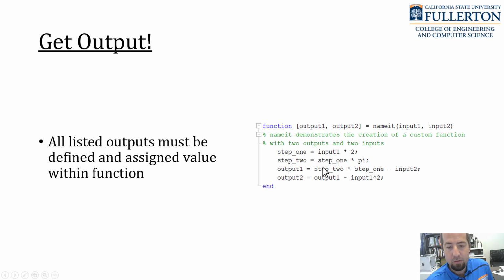So in this case, I've named them, again, lacking creativity, output 1, output 2, and you'll see there are two lines here where output 1 and output 2 are directly assigned values.